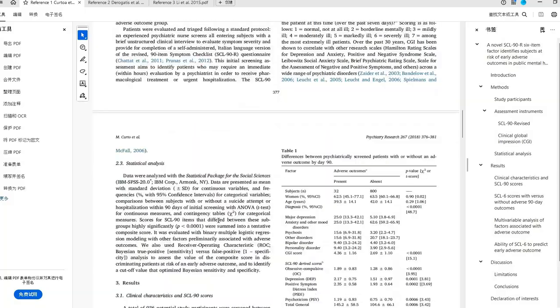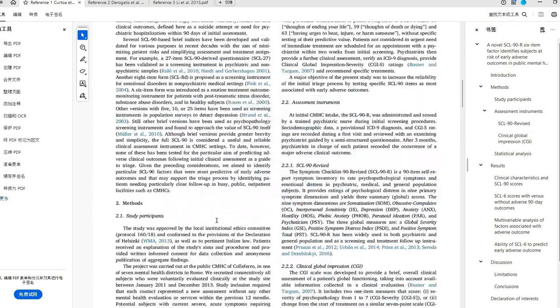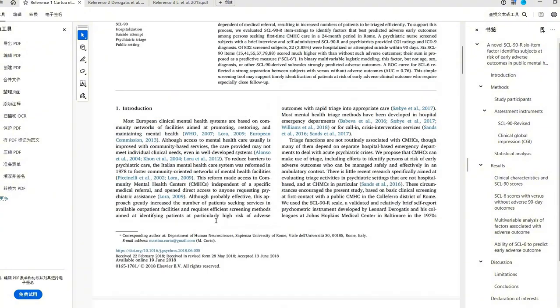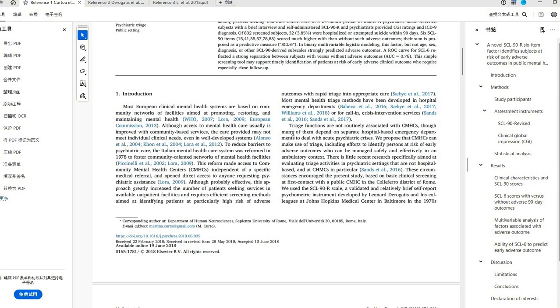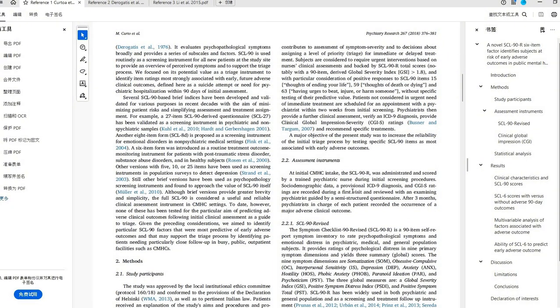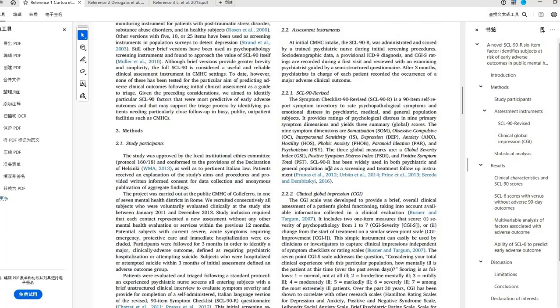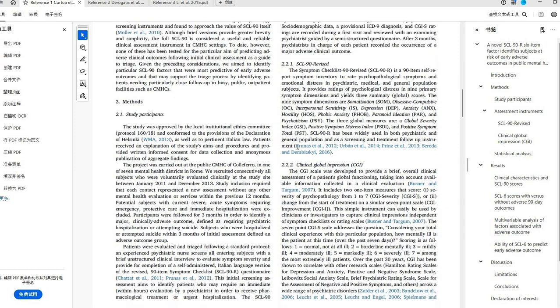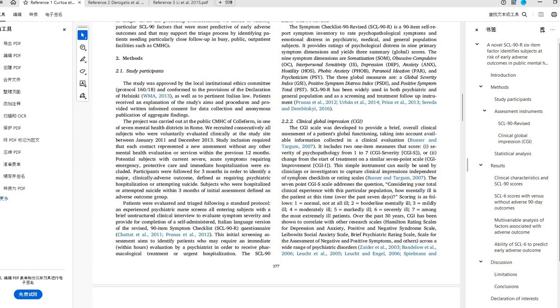I explain what happens in the research. The rationale of this research is triage. You want to identify people who are at high risk and give them priority. They also explain the SCL-90, the revised version. The revised version is no different from the unrevised version. It's the same. Not much difference.